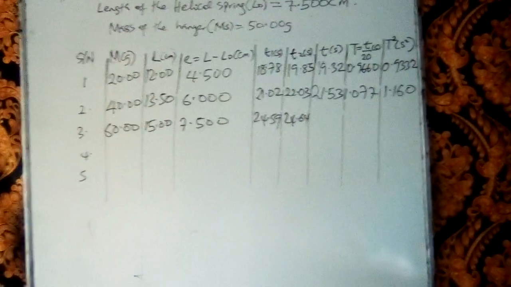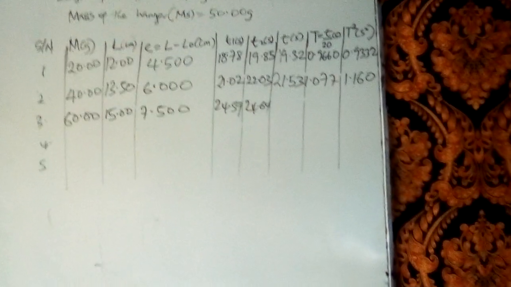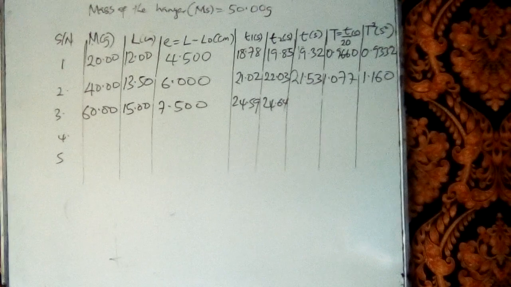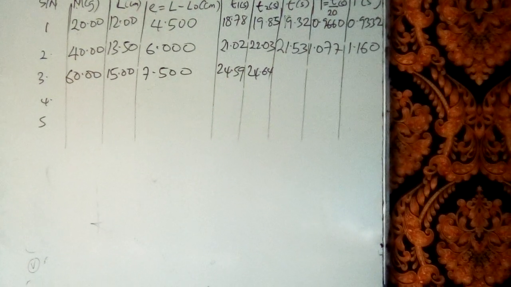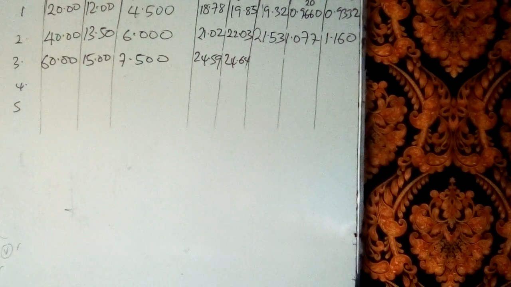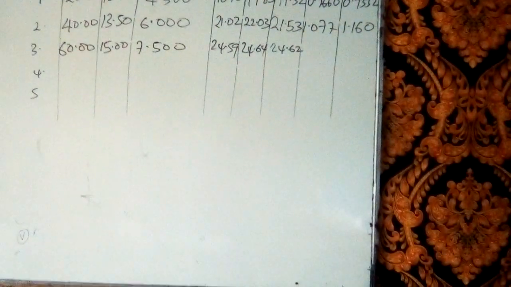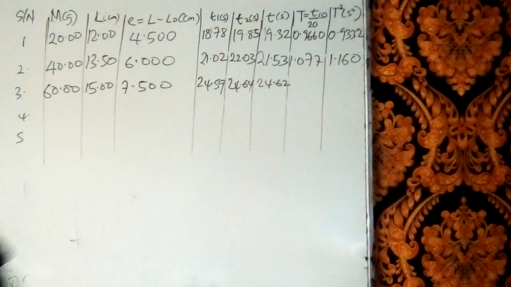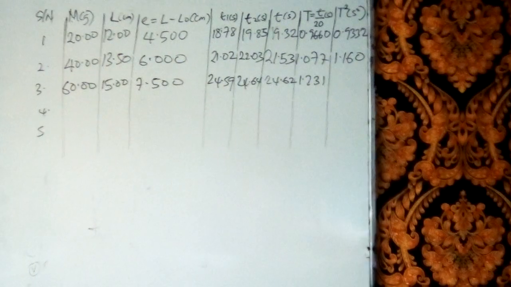24.59 plus 24.64 divided by 2. 24.62. So divide 24.62 by 20 to give us the period of oscillation. 1.231. Square this: 1.515.